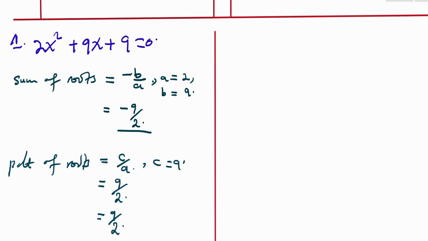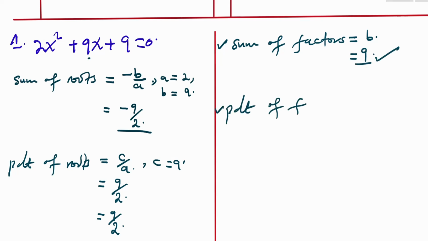Then we shall have also the sum of factors. We said it equals just our b, and from our quadratic equation, our b is 9. So the sum of factors in here is 9. Then product of factors equals ac. From our equation, our a is 2 multiplied by our c, which is 9, giving us the product of factors as 18. Let's go to number 2.